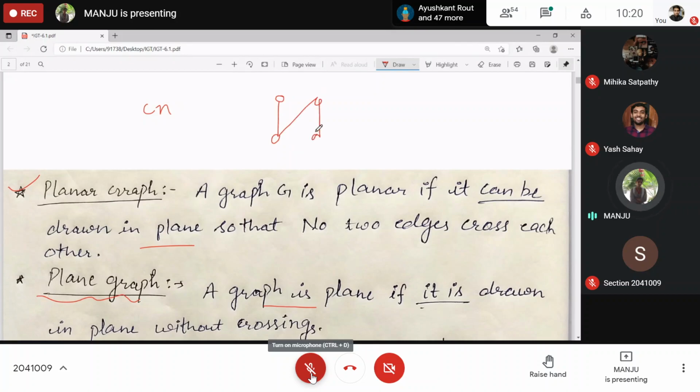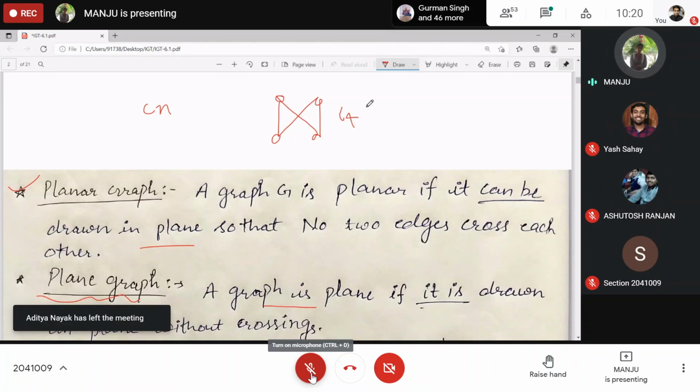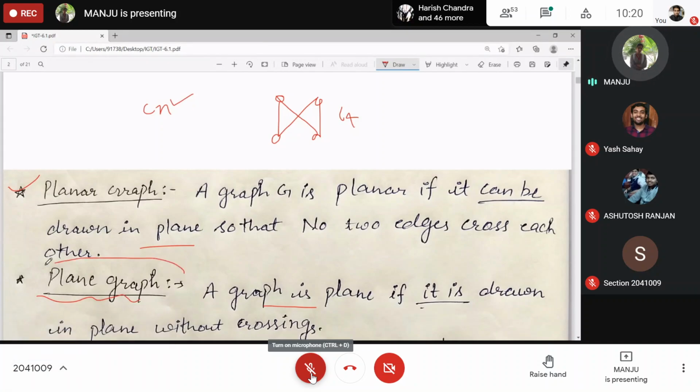I'm just drawing C4. Now tell me, it's planar, not plane. So how can you say this? This CN is both. The plane part will depend on how it is already drawn; by looking at that figure only we can decide. But planar is, it can be drawn, you can redraw this graph. Plane you cannot redraw. So CN is a planar graph.